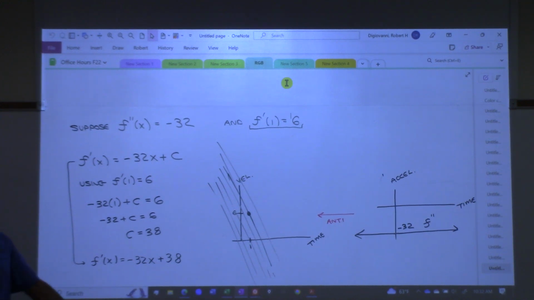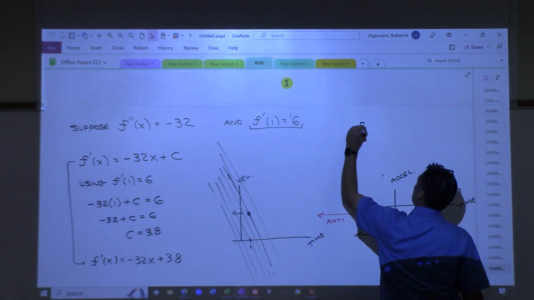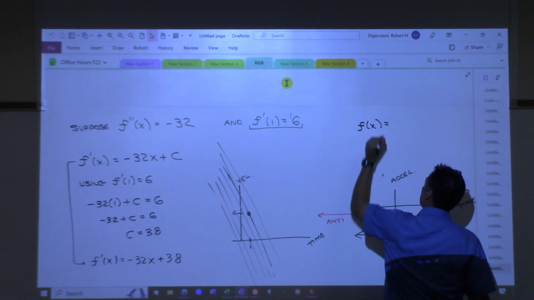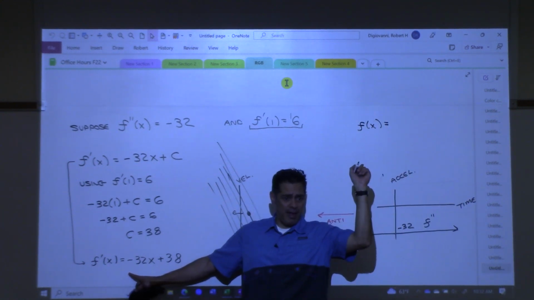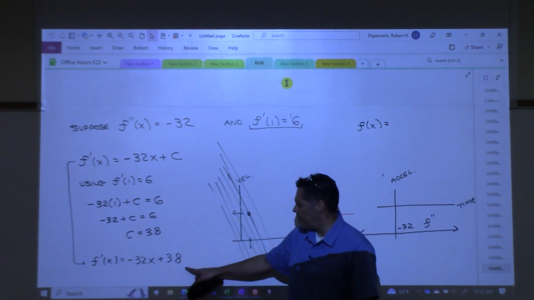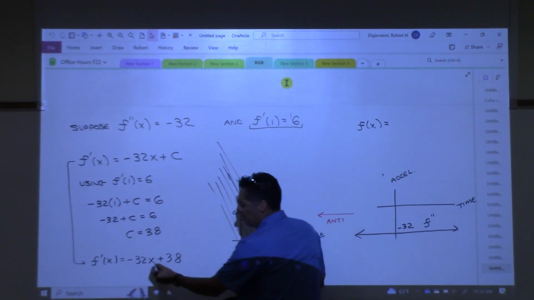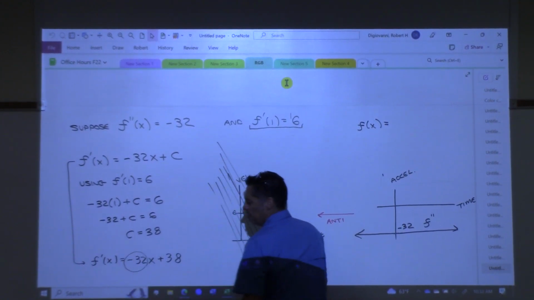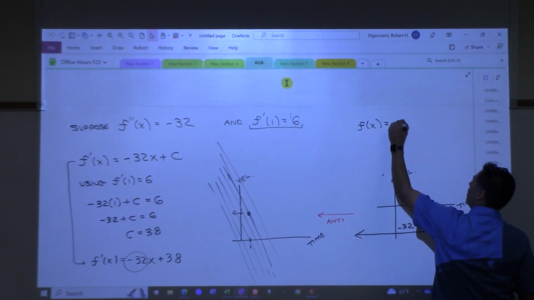All right, now let's see if we can recover all the way back to f. Can you all tell me what f would be? F of x? If this is f prime, find its antiderivative to go to that. What's the antiderivative of this? What are you going to do with this negative 32? It's attached to the x. Bring it with us.